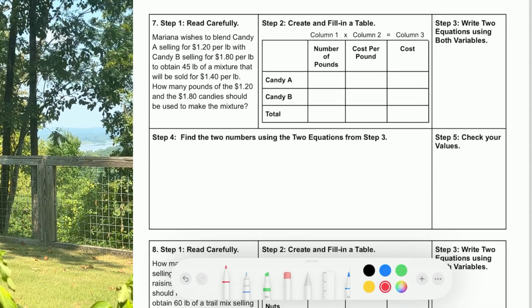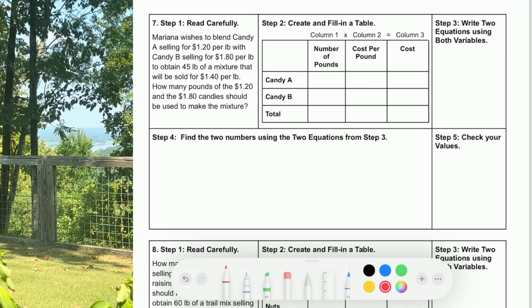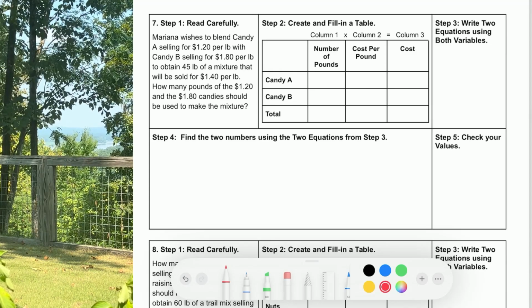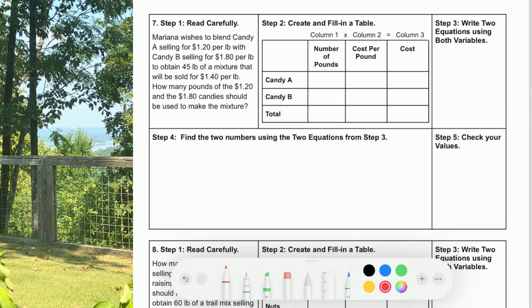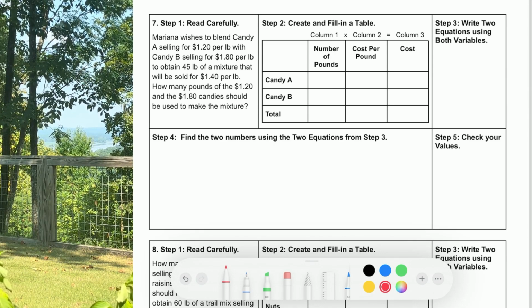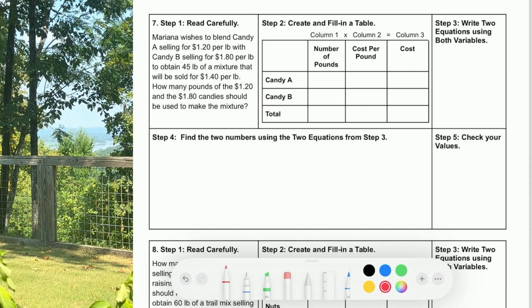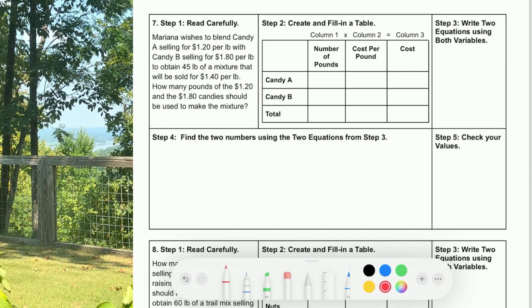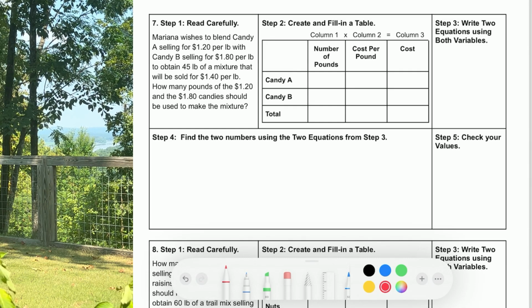Mariana wishes to blend candy A selling for $1.20 per pound with candy B selling for $1.80 per pound to obtain 45 pounds of a mixture that will be sold for $1.40 per pound. How many pounds of the $1.20 and the $1.80 candies should be used to make the mixture?